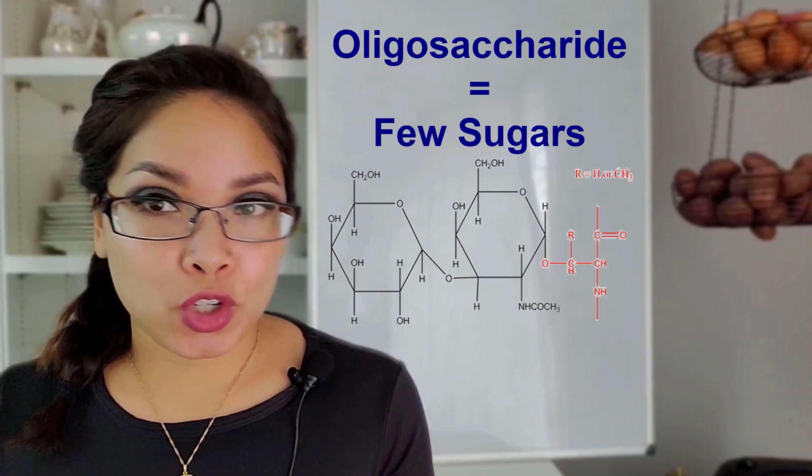So now I'm going to move on to oligosaccharides. A carbohydrate whose molecules are composed of a relatively small number of monosaccharide units is referred to as an oligosaccharide. It comes from the Greek oligos, which means few, so oligosaccharide means few sugars.